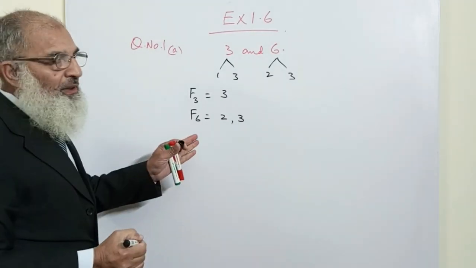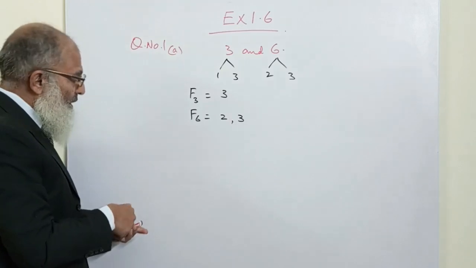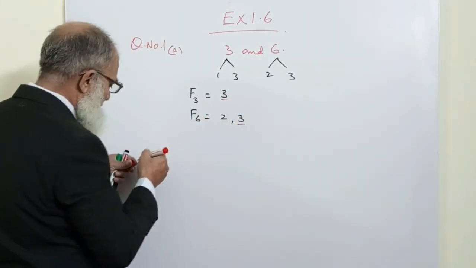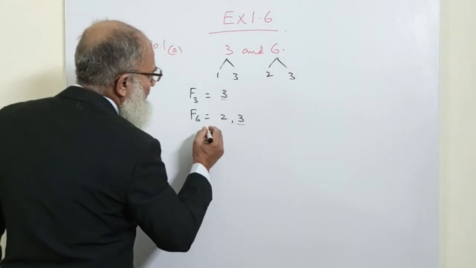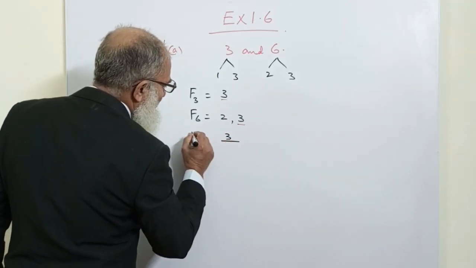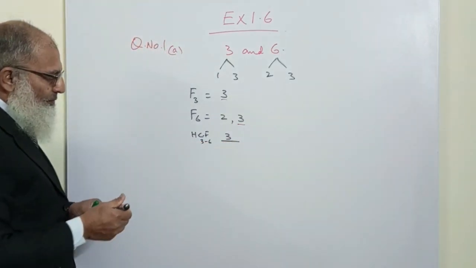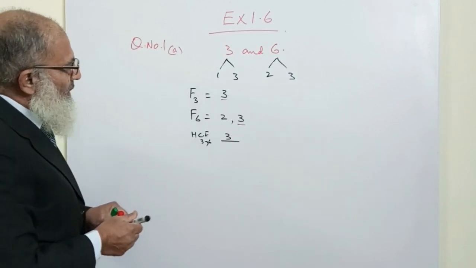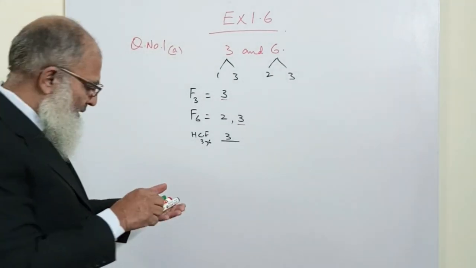So what is the highest factor which is common between the two? It is 3. So the answer is 3. HCF of 3 and 6 is 3. Next question, 24 and 16.